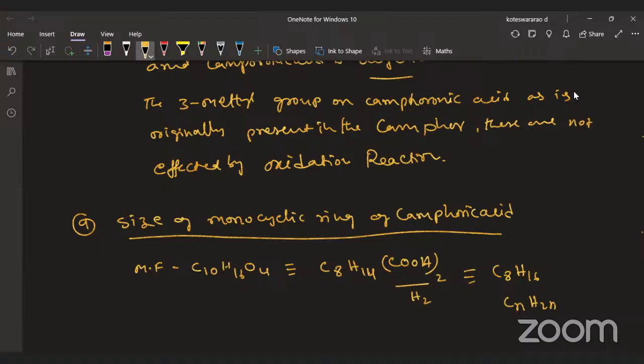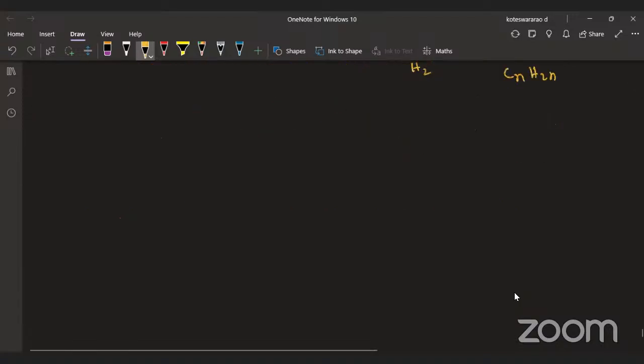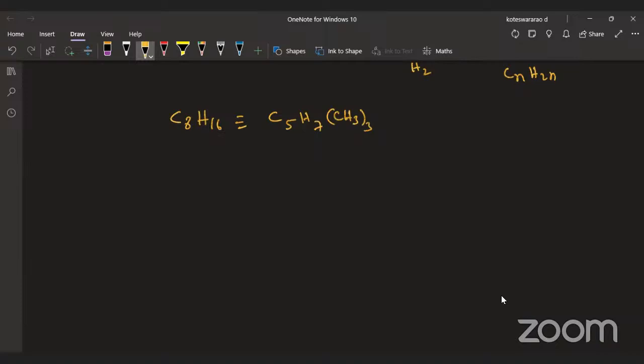That indicates the monocyclic. In that monocyclic, coming again to C8H16, 3 methyl groups are there. That is C5H7 and 9 hydrogens, 3 into 3, 9 hydrogens. That means C5H7 and CH3 taken twice. These 3 methyl groups are originally present in the camphor. Therefore, the size of the ring is a 5-membered ring.